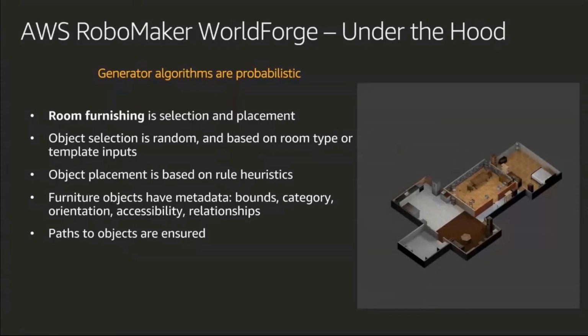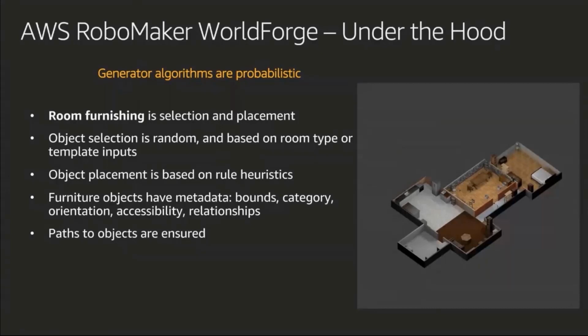And that brings us to the next metadata. Where are the objects accessible? To access a bookshelf, we need to know the front. To access a fridge, we need to know the front. The dining table, we want to access all four sides. And then there's relationships. A dining table generally wants dining chairs, probabilistically. A bed may have a side table or a floor lamp. So there we have it. There's room furniture. We select and place based on rule heuristics, and we guarantee accessibility by paths from every door to every object.